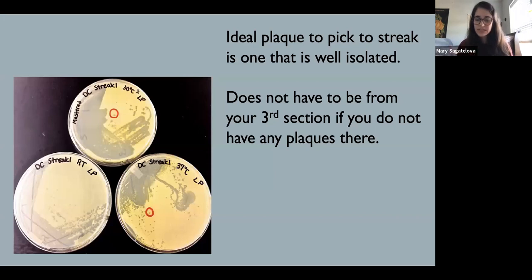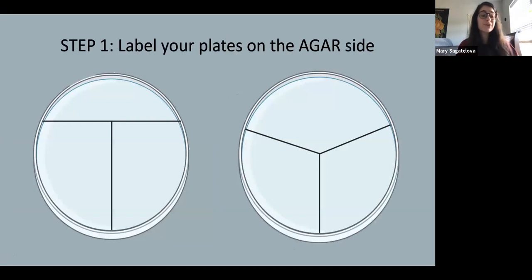So this week, in terms of the protocol, it's identical. The plaque that you want to pick for this streak is going to be one that's well isolated. If you're finding that your plate with your streaks is very light, there's a lot of plaques, but they're very close together, try to get one that's not touching other ones, even if it's not as isolated as you would like. Ideally, one that's not touching another one is best in that situation. Again, it doesn't have to be from your third streak area, like this circled one is. As long as it's isolated, then that works well. So again, protocol is the same.